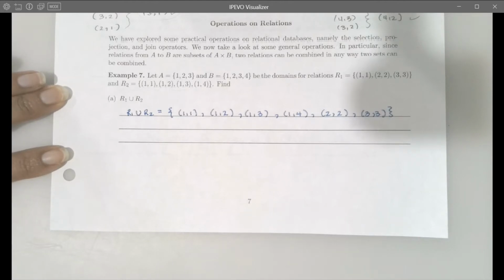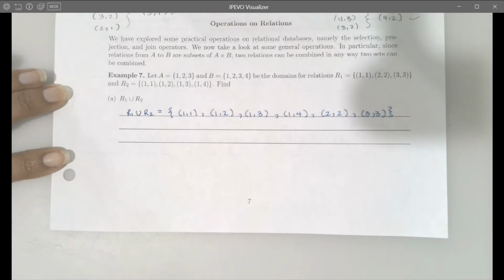Okay, so in the last lecture, we took a look at some relational databases and some operations that we can carry out on those databases, namely the selection, projection, and join operators. We're now going to generalize that and take a look at what operations we can apply to any relation. And this is actually going to feel very familiar because all of the operations that we're going to discuss, we've seen when we've talked about sets.